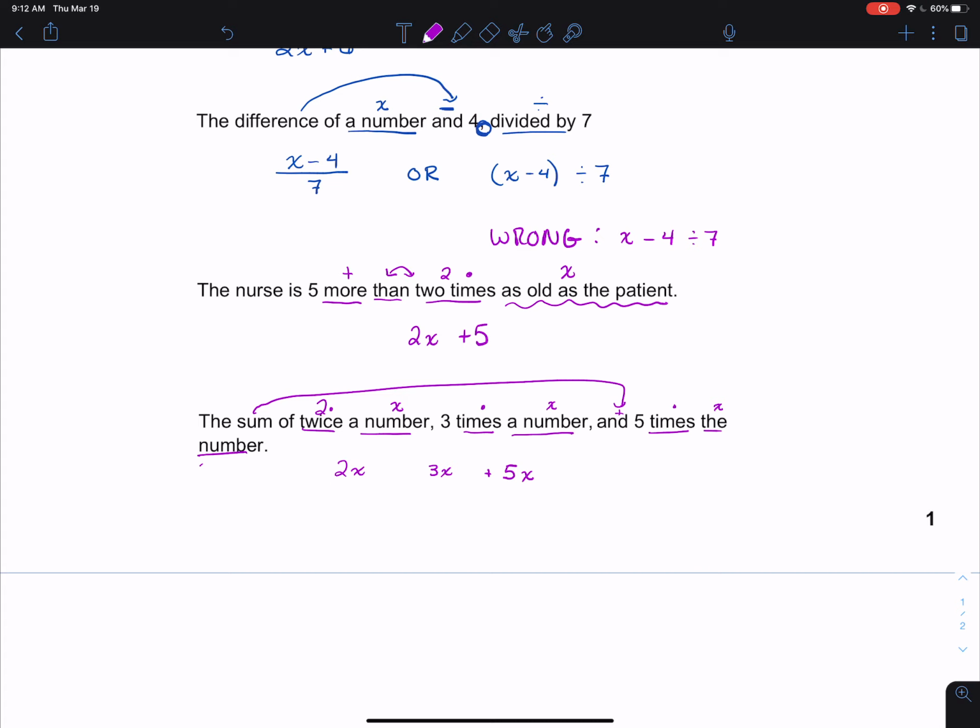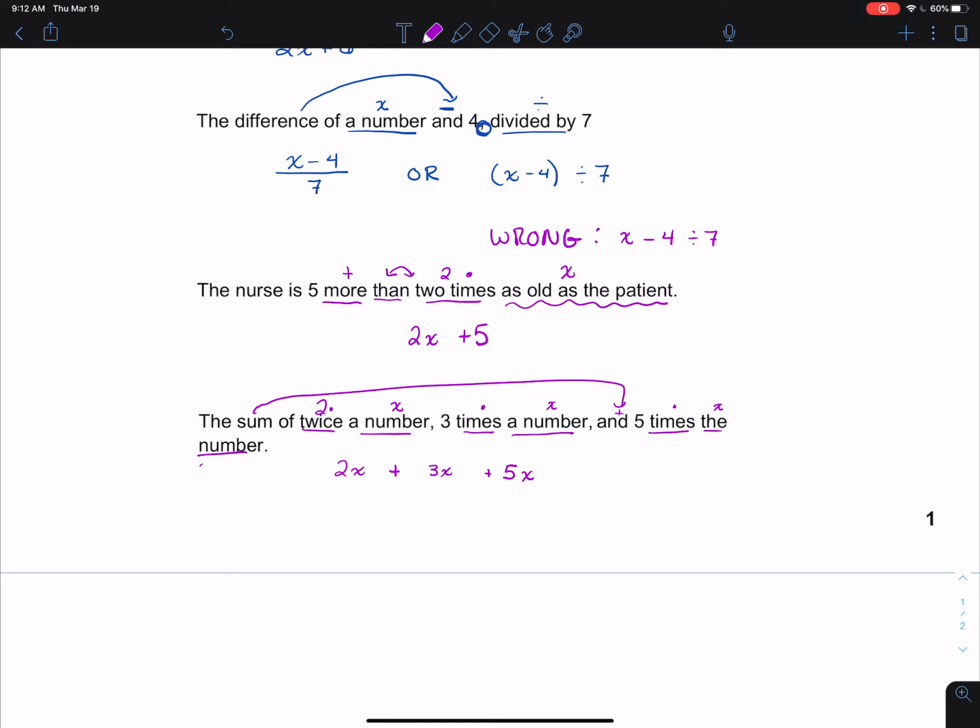So think about the English language. When we have a list of things, we only put that and at the end and we put commas in between. So that's what's going on here. When they say the sum of twice a number, 3 times a number, and 5 times the number, they're telling us to add all of these things. So I need to add between the 2X and the 3X as well.